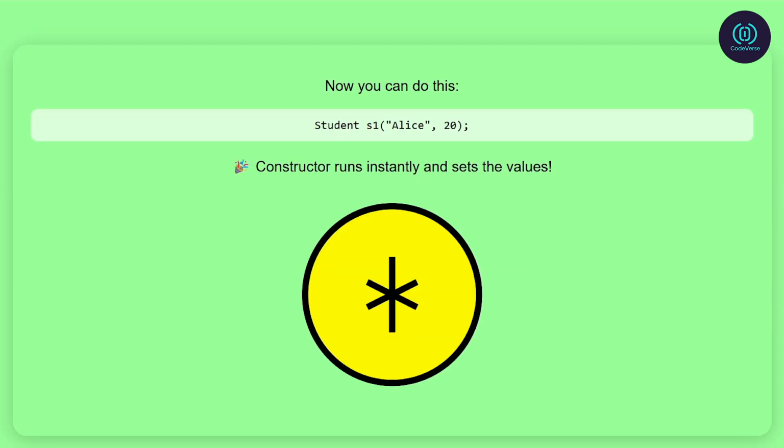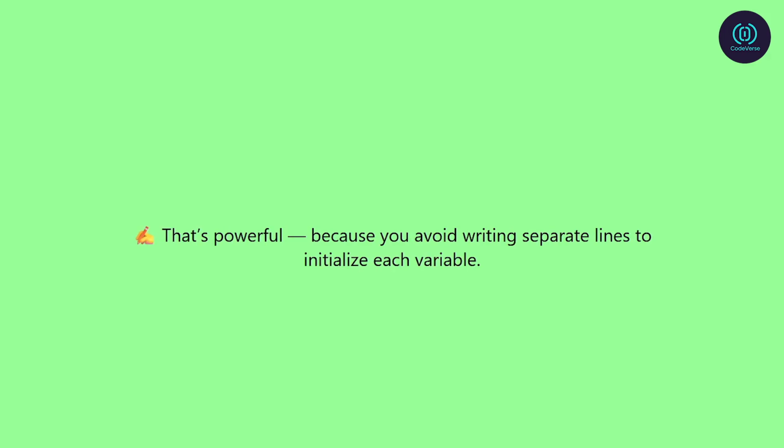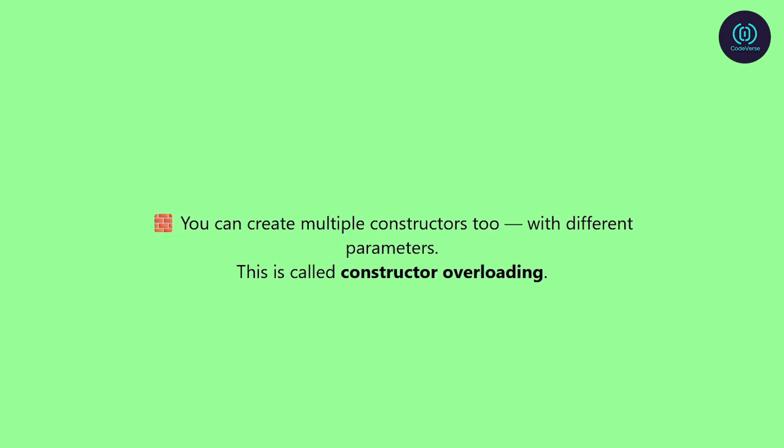Now when you create an object, you can pass values directly: Student s1("Alice", 20). Boom. The constructor runs immediately and sets the name and age. That's powerful, because you avoid writing separate lines to initialize each variable. It also ensures every object starts in a valid state. No uninitialized values.